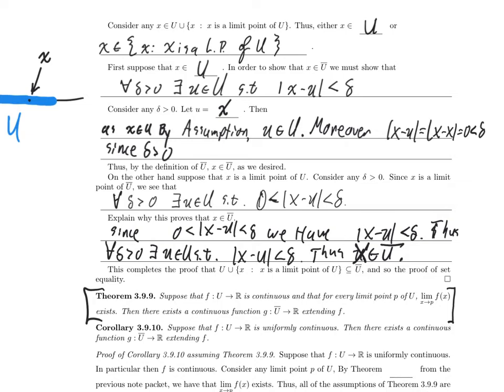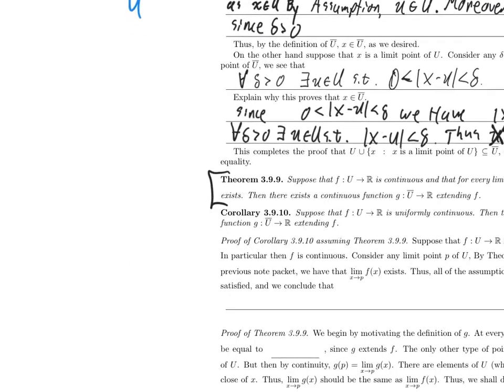Okay, we are back. So, here is our goal with this video. Suppose that f from U to R is continuous, and that for every limit point p of U, the limit as x approaches p of f of x exists. So, suppose f is a continuous function, and wherever you might ask about the limit as x approaches p of f of x, that limit exists. Then there exists a continuous function g from U-bar, the closure of U, to R, extending f.